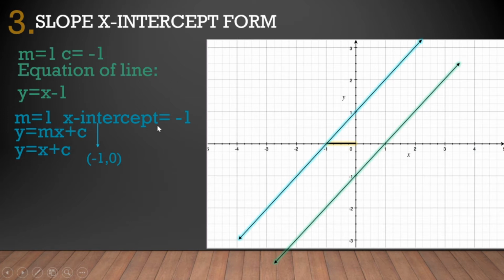So here also, as the x-intercept is -1, the line passes through this point. Now, if we substitute this value here, we will get the value of c. We can substitute it here because x and y are the general coordinates of any point on the line. This is also a point on the line, so we can replace x and y by these two, and in that way we'll get the value of c.